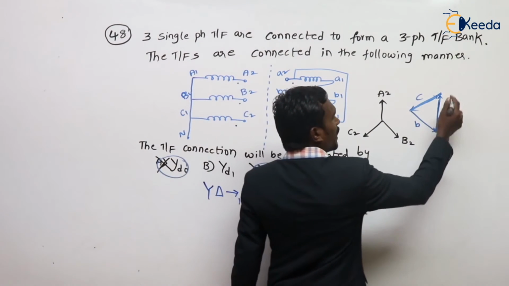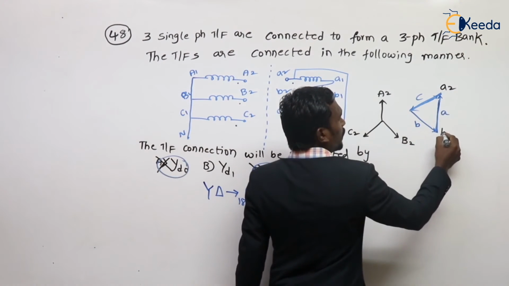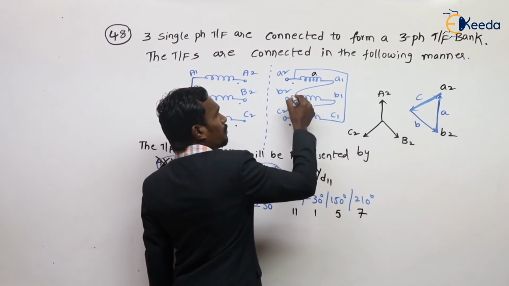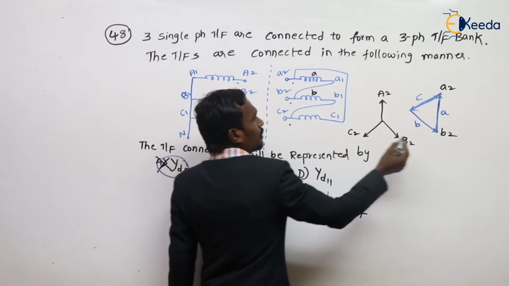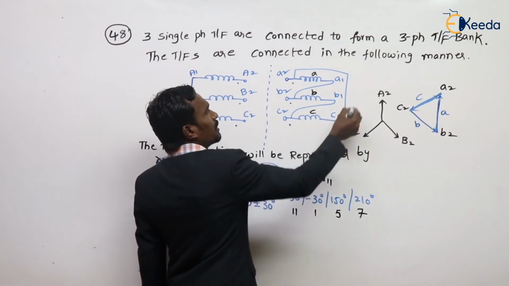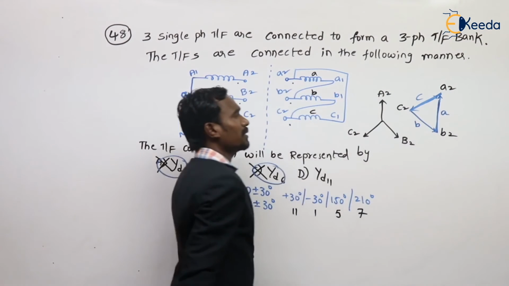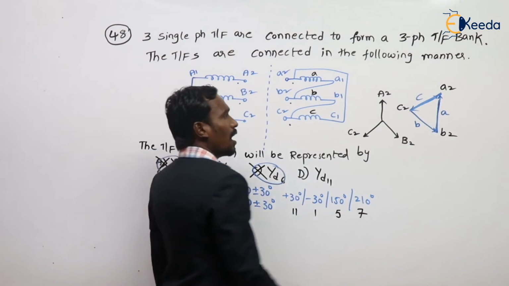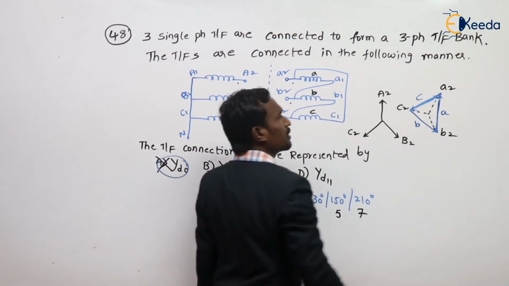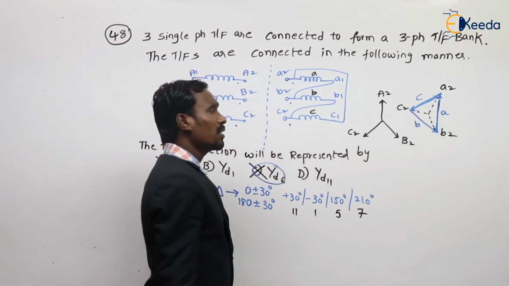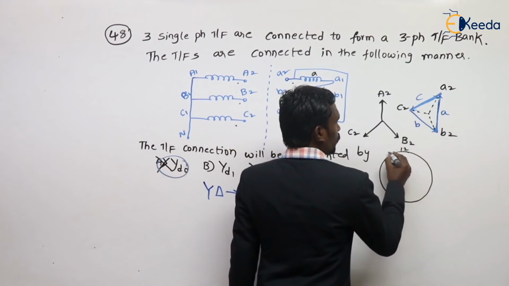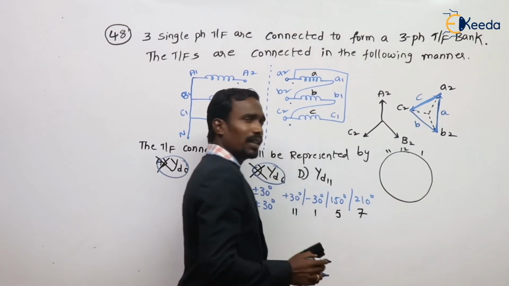See here, first A is in between A2 and B2. B is in between B2 and C2. And C is in between C2 and A2. And take the dimensions. Superimpose it on a clock. 12 o'clock, 11 o'clock, 1 o'clock.